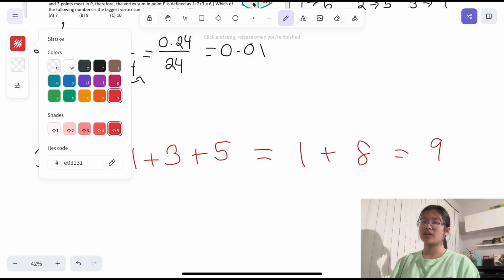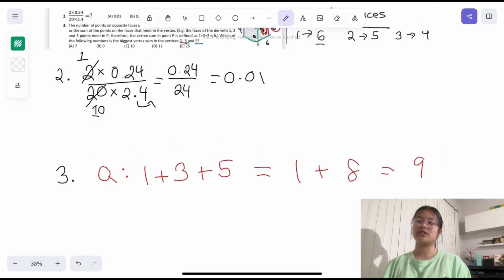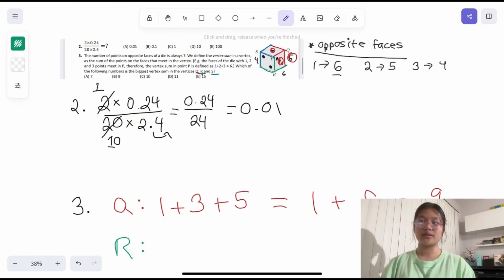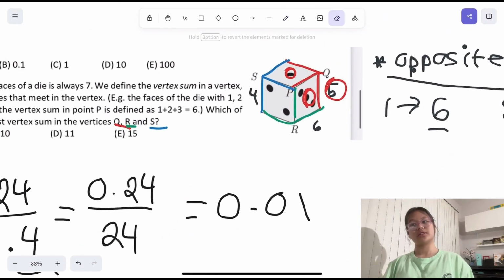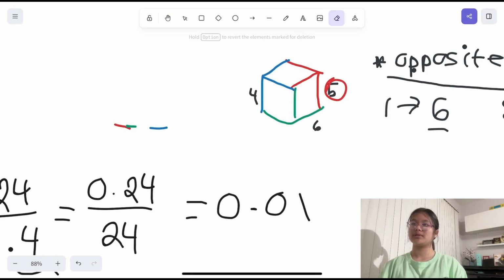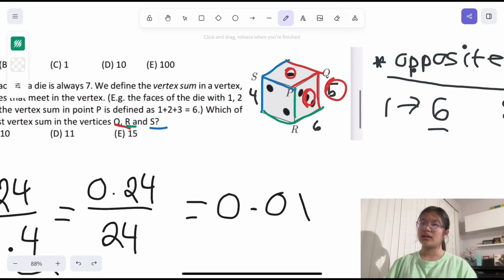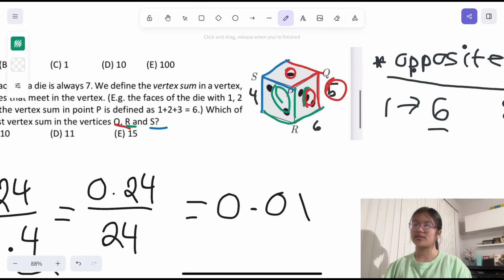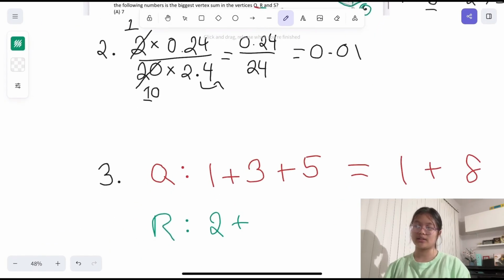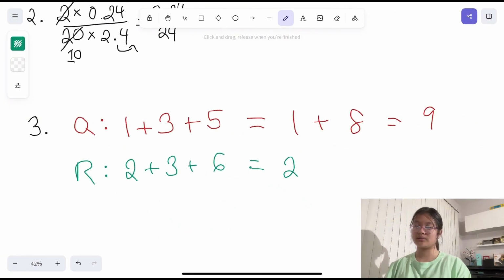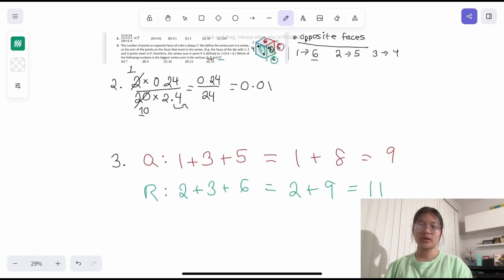Next, the one you did in green, you're going to find R. Then you look at the cube again to find its faces. R has the vertices 2, 3, and 6. So we're adding those together: 2 plus 3 plus 6 equals 2 plus 9, which equals 11. So that means you have one more left.